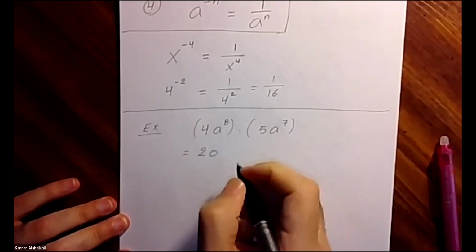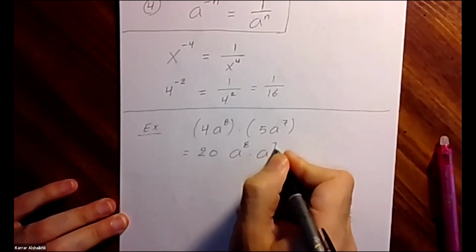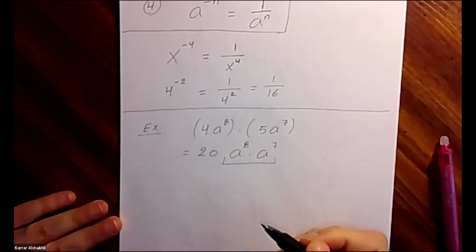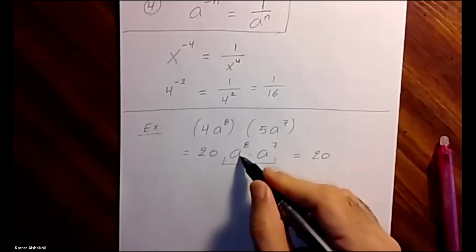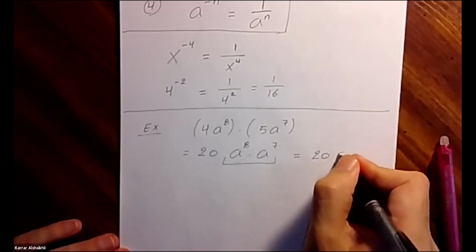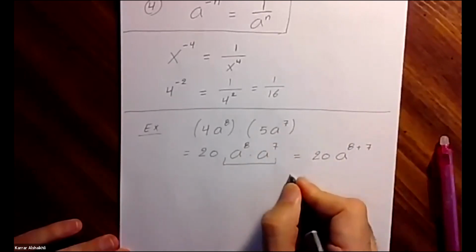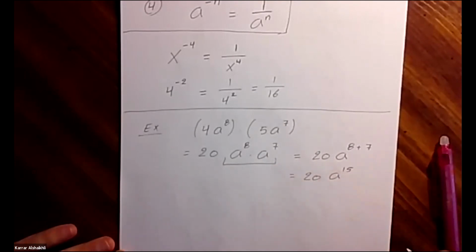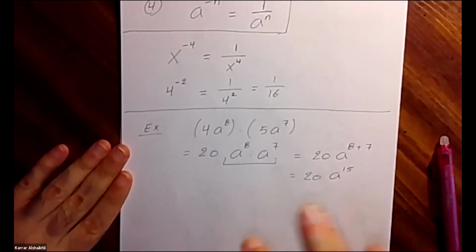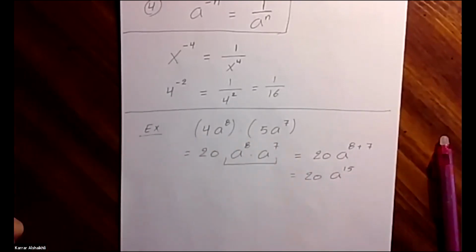How to multiply these two? 8 to the exponent 8 times 8 to the exponent 7. Which rule am I going to use here? Addition, which is rule number 1, because you have the same base, you're going to add the exponents. So it's going to be 8 plus 7, so it's going to be 20 times 8 to the power 15. This is the solution. So the numbers, I'm not going to do anything with the numbers. I'm just going to say 4 times 5 is going to be 20.